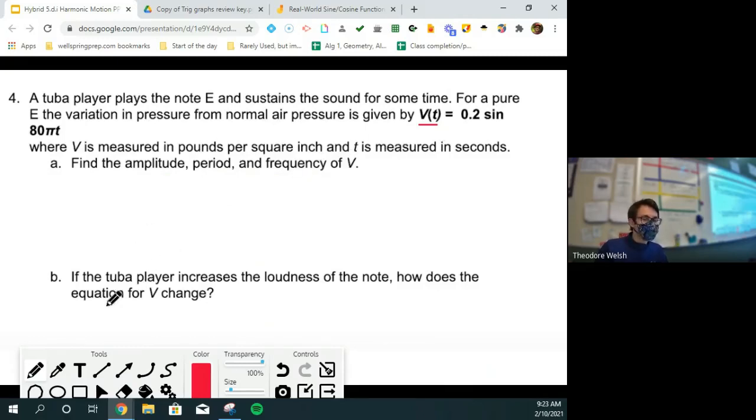Part A says find the amplitude, period, and frequency of V. We have our equation, so we can find our amplitude, period, and frequency in the ways that we have. Amplitude is just that number out front, so 0.2.